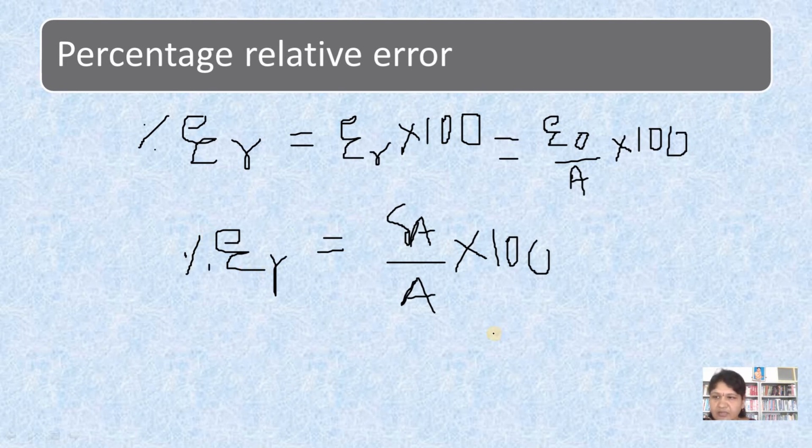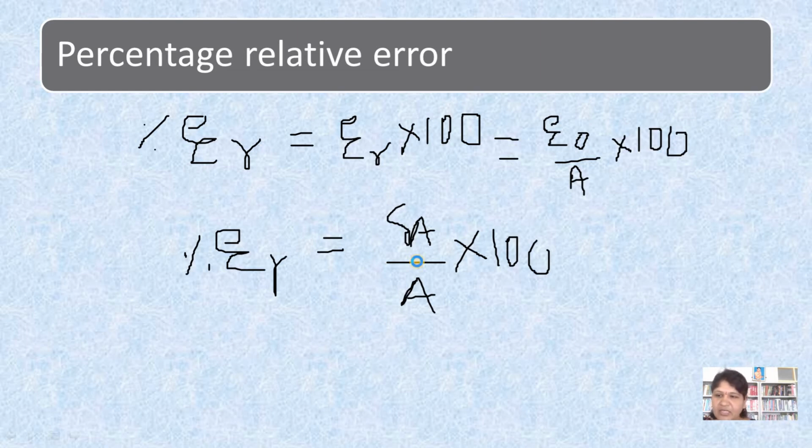So when we are solving numericals, if you know the true value and the measured value, that is A minus AM, then we can easily calculate the absolute error, relative error and percentage relative error. We just have to put the values of these variables into the formulas.